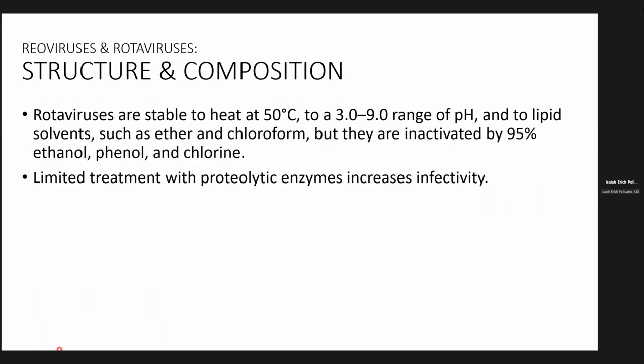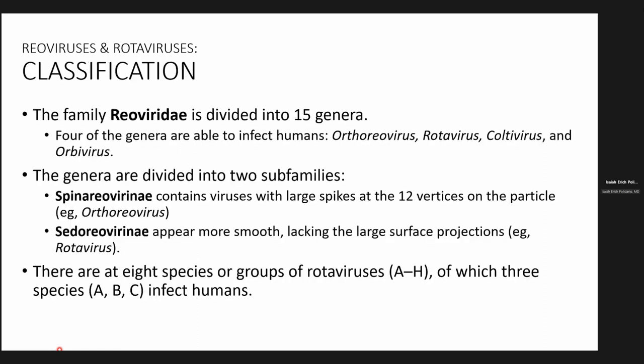Rotaviruses are stable to heat at 50 degrees Celsius, to a 3 to 9 range of pH, and to lipid solvents, but they are inactivated by 95% ethanol, phenol, and chlorine. Limited treatment with proteolytic enzymes increases infectivity.